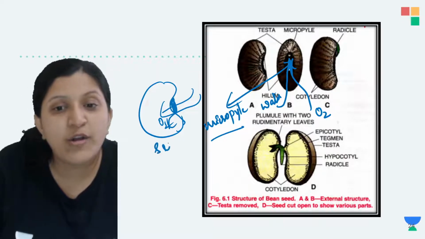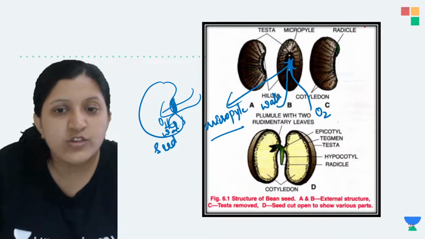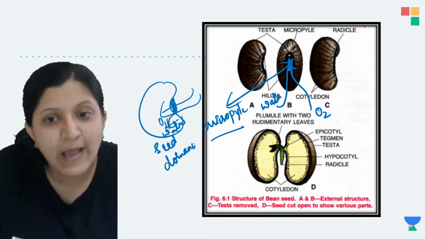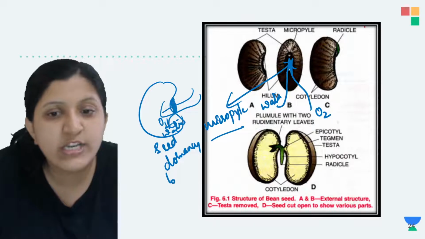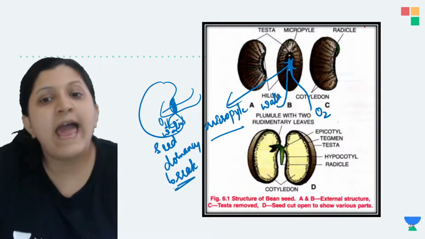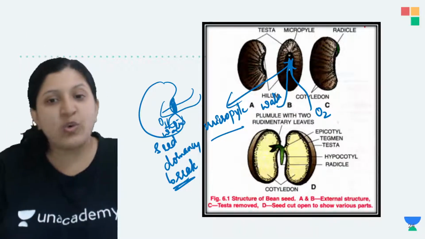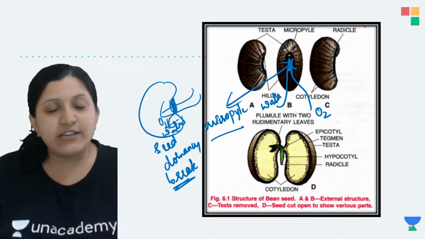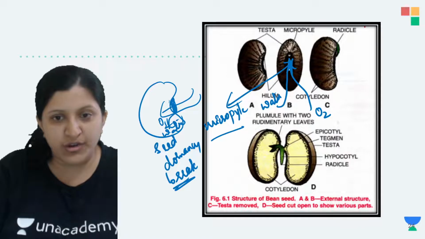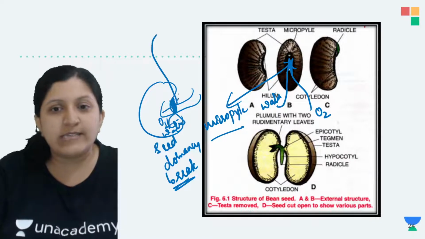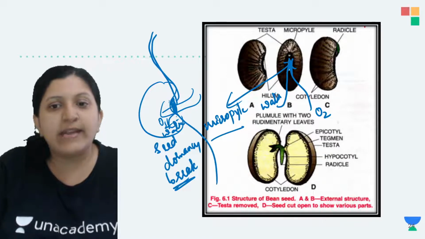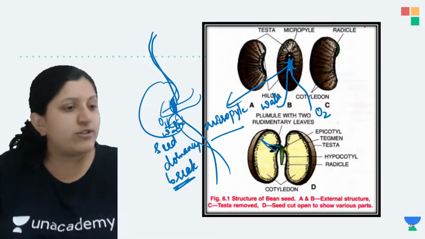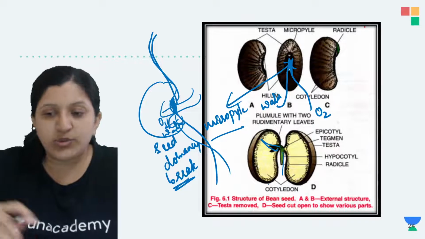So seed dormancy will break. Seed dormancy was earlier a state where the enzymes were inactive, so seed dormancy will break, and as it breaks, the seed will start to germinate. You can see a plumule and a radicle will be formed. This is giving rise to the shoot system, and this is giving rise to the root system.